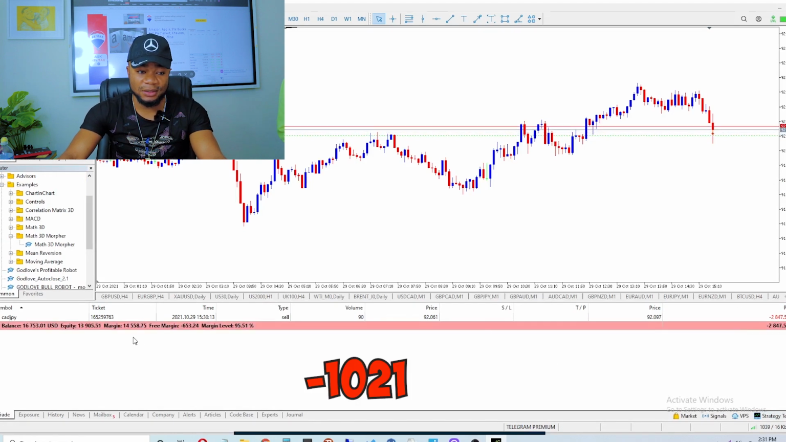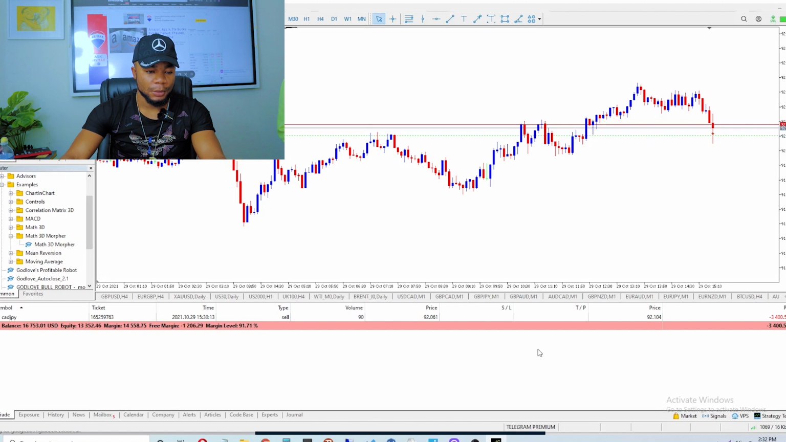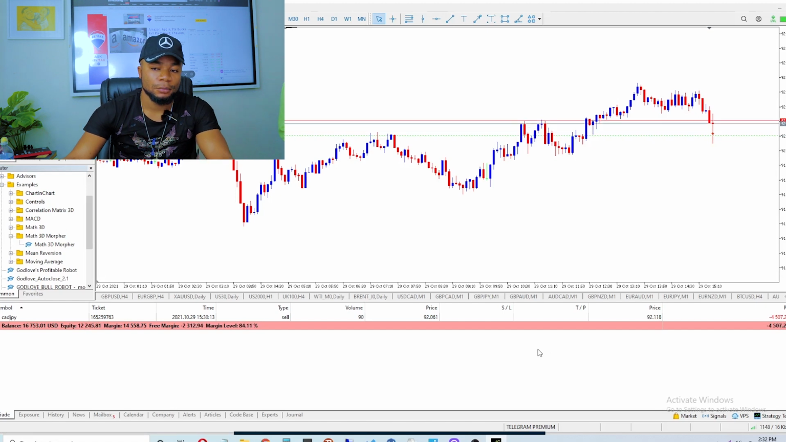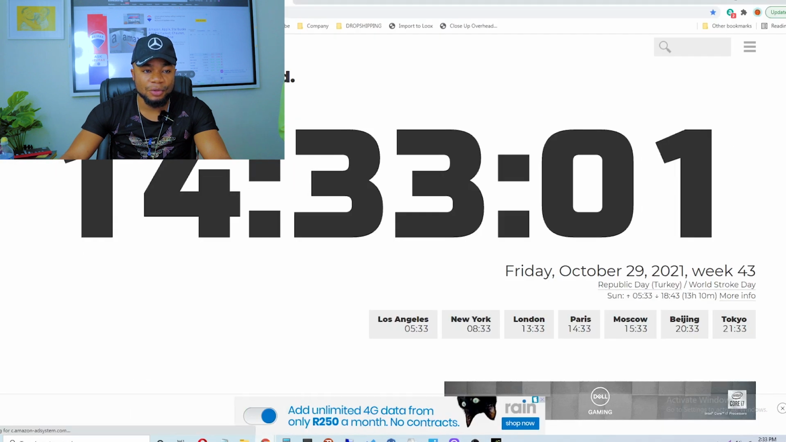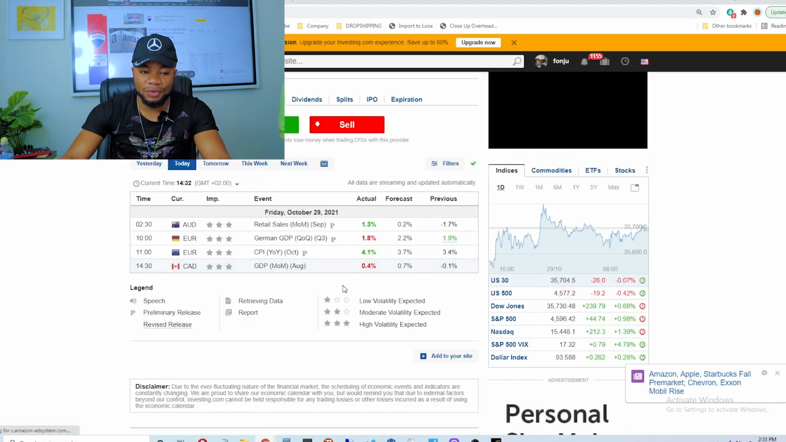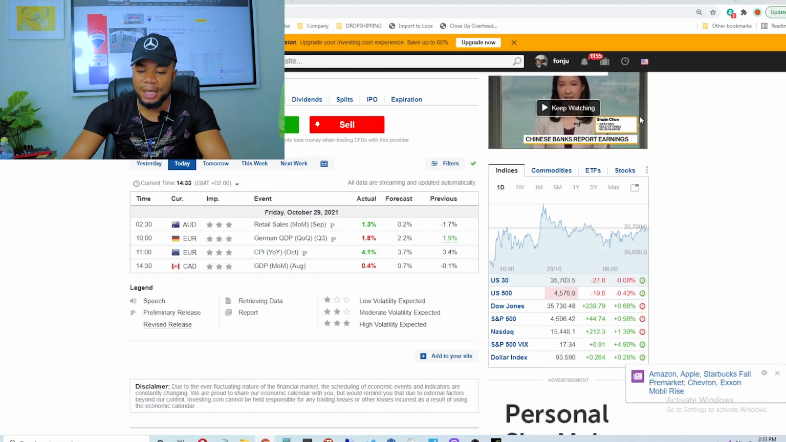Remember, this is a very risky strategy, so we are over leveraging the account. But let's see how it goes. I'm expecting the market to go down. You can see from here the news was actually bearish, negative for the Canadian dollar. And since I'm trading the Canadian dollar and JPY, I'm expecting the market to drop.